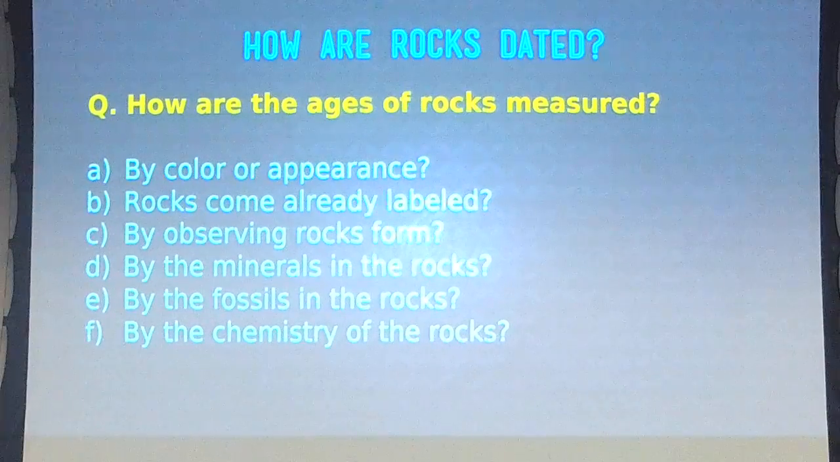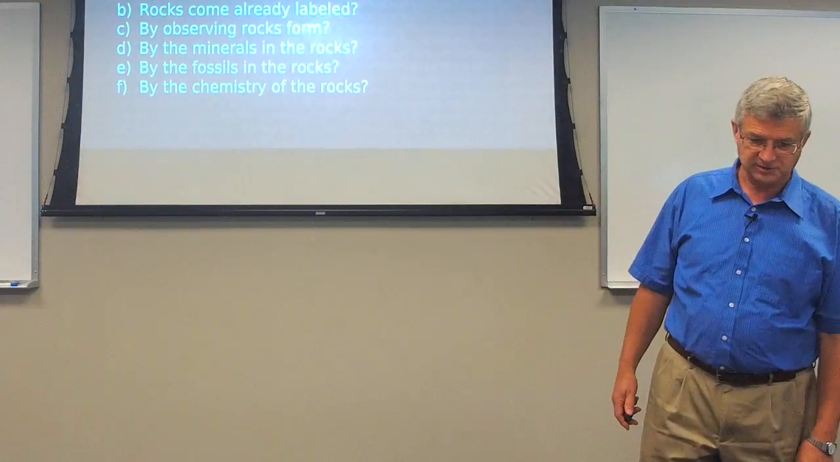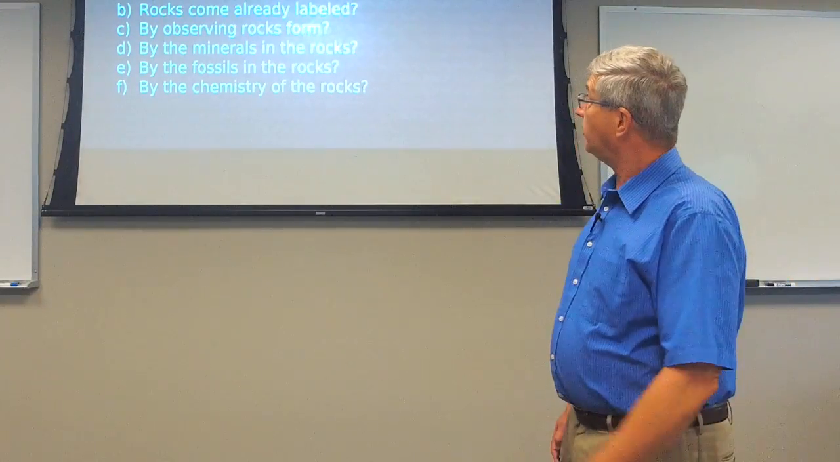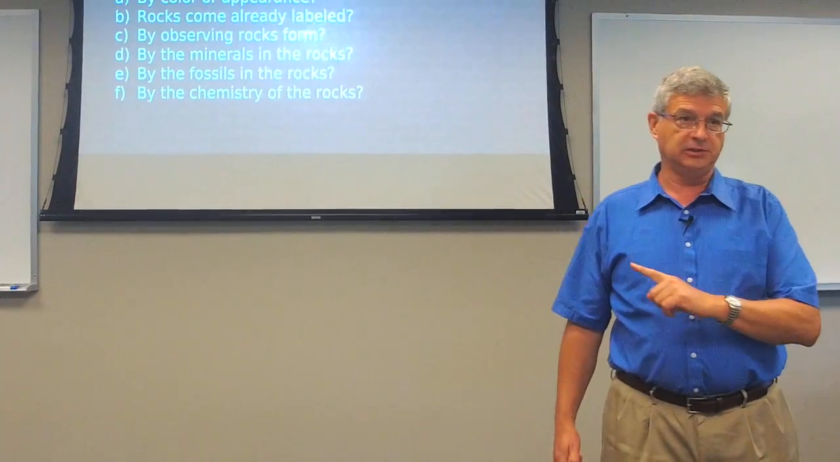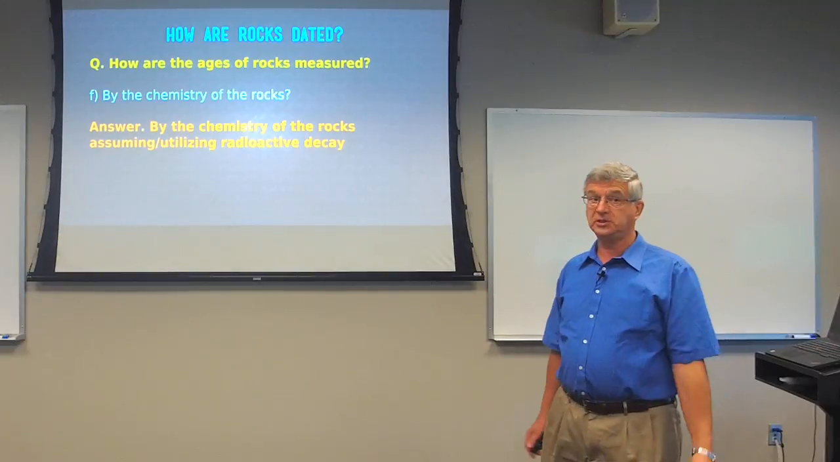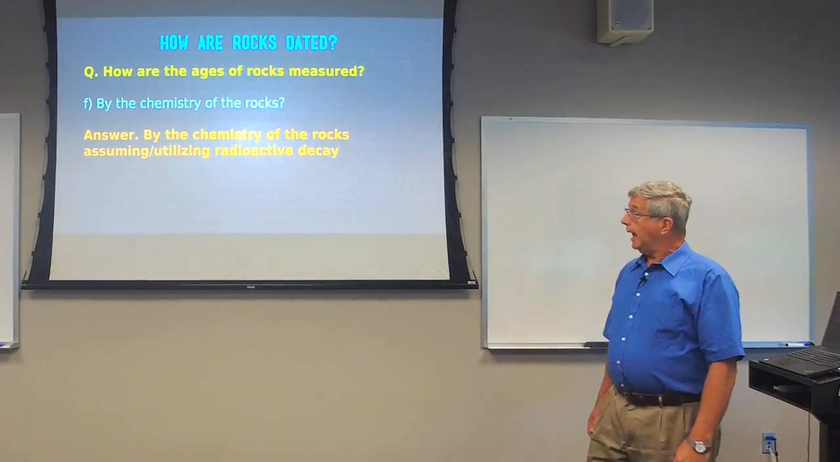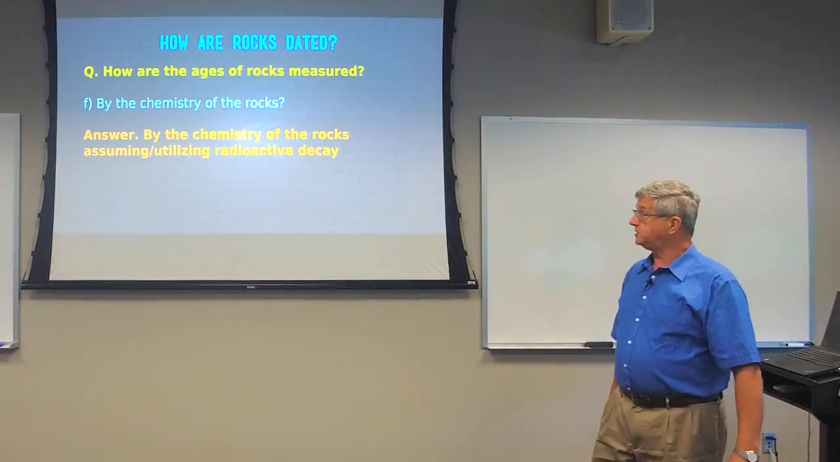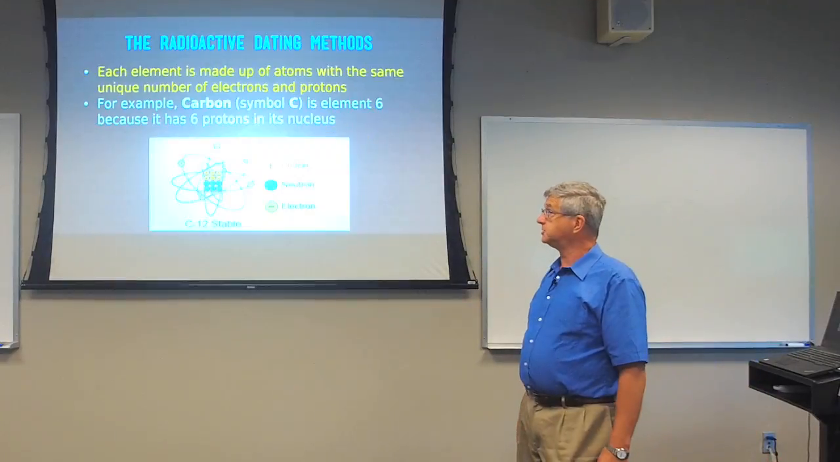So the first question is, how are the ages of rocks determined? A, by colour or appearance. B, rocks come already labelled, hundreds of millions of years old. C, by observing rocks form. D, by the minerals in the rocks. E, by the fossils in the rocks, or by the chemistry of the rocks. And we're talking about measuring the ages, okay? And the answer should be obvious: it's by the chemistry of the rocks, which is our subject this morning. And it's by assuming and utilising the radioactive decay processes.